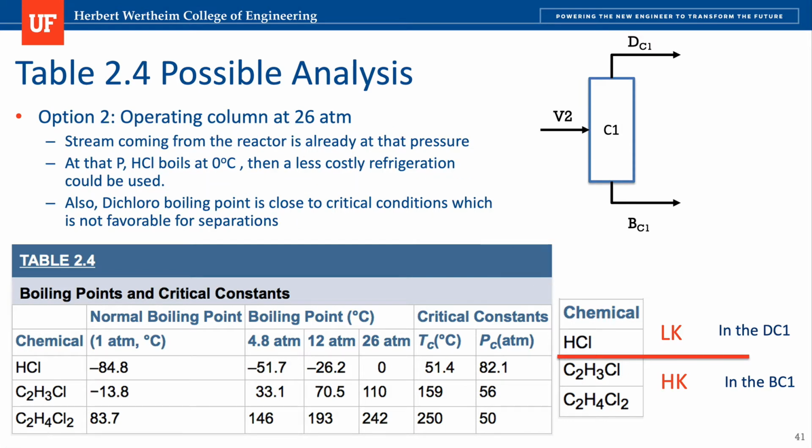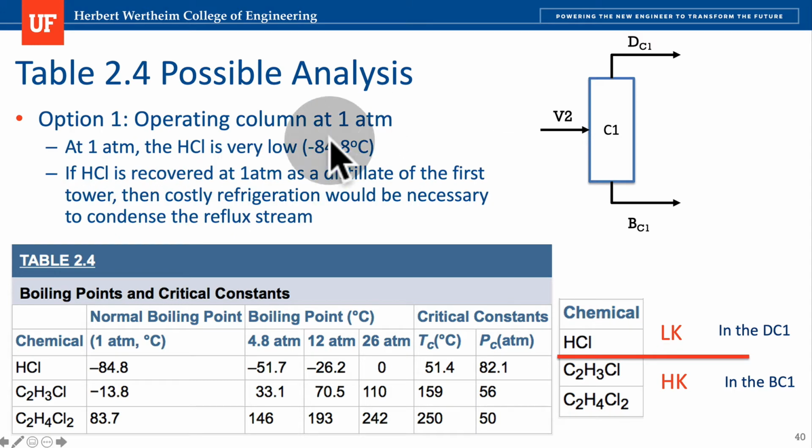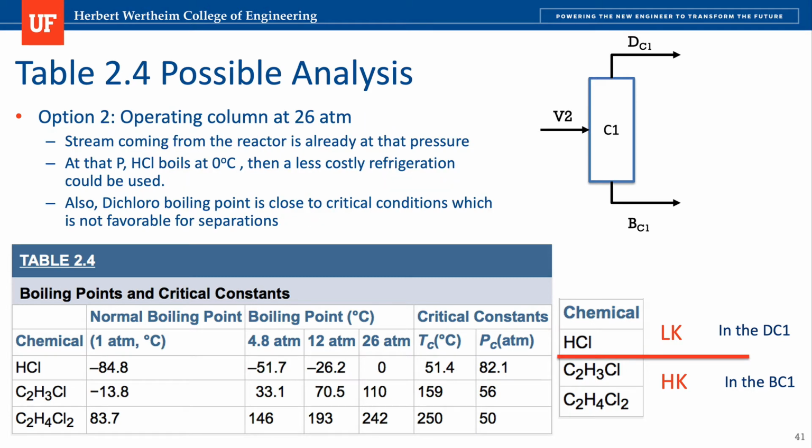The second option can be to operate the column at 26 atmospheres, which in this particular case, V2, which is coming out of the reactor, is already at that pressure. So that means that you're saving money because you're not lowering the pressure to 1 atmosphere. Remember here in the first option, you need to lower the pressure of that stream to 1 atmosphere. So you also have to decrease pressure at some point. So it's also cost associated, and the delta P is high, right, between 26 and 1 atmosphere. So the second option says, well, let me just keep it at 26 atmosphere. I'm not having any penalty on the cost, right, on decreasing the pressure.